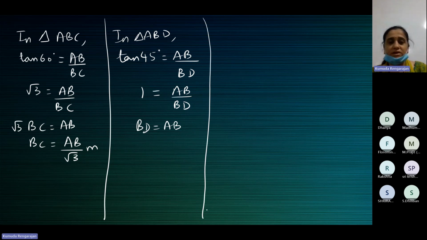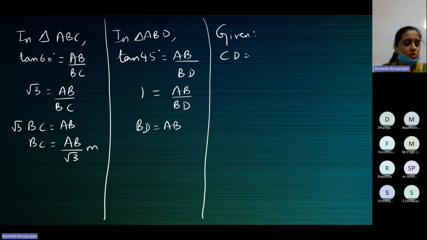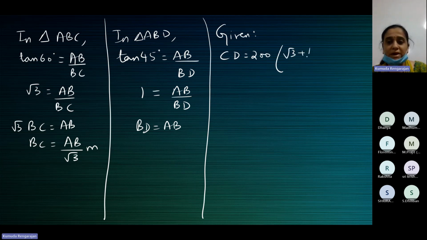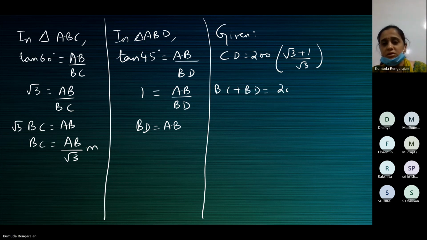Now what is given to us? We are given CD, the distance between the two ships. CD is equal to 200 into √3 plus 1 by √3. This is given. What is CD by the figure? BC plus BD is equal to 200 into √3 plus 1 by √3.